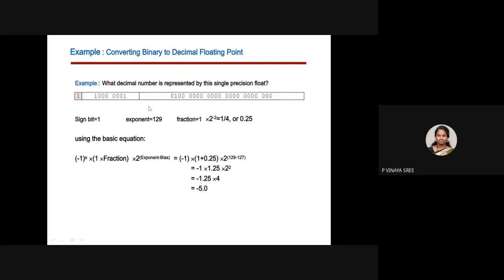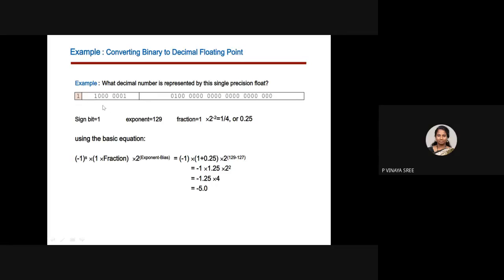This is a question given in the question paper. Let us suppose, what decimal number is represented by this single precision format? This is your sign bit. It clearly indicates that whatever number is given in the question is a negative number. Leave aside what the decimal number is. By seeing this bit, we can identify that it is minus.